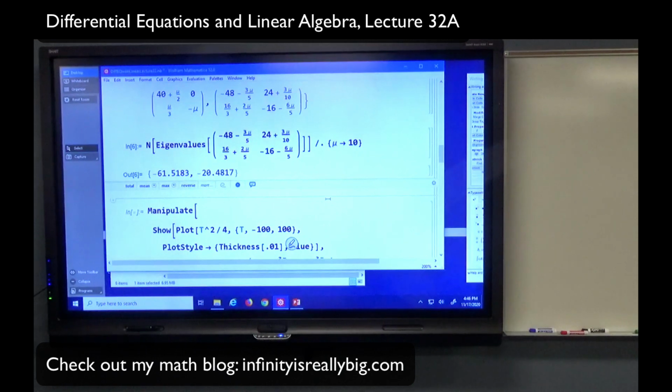For example, when mu is 10, we get 2 negative eigenvalues. So that point is a sink. We could plug in some other value of mu, like mu equals 100. Is it still a sink? Yes, we still have 2 negative eigenvalues.